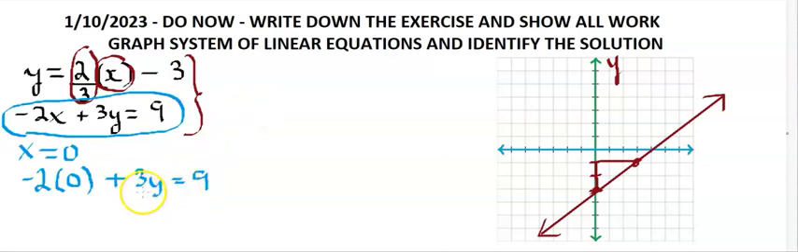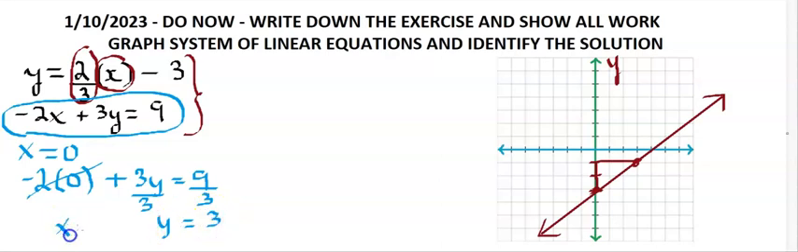So how do you get y by itself? Divide both sides by 3. And again, this whole thing is just 0. And what's 9 divided by 3? 3. So y equals what? 3. So that is going to be my y-intercept.